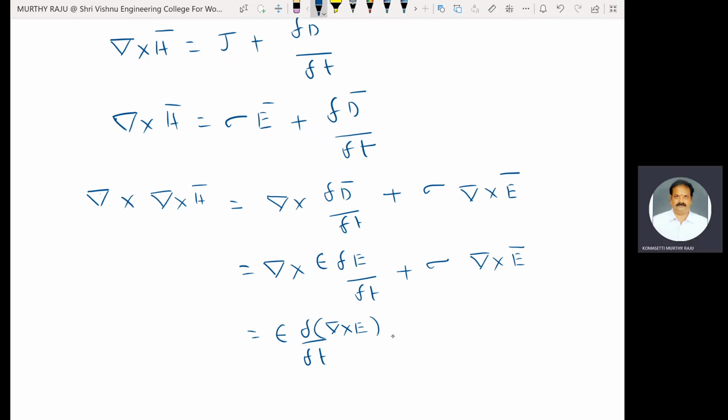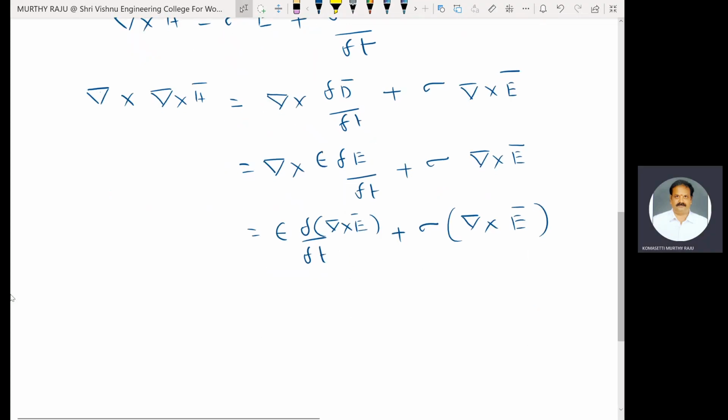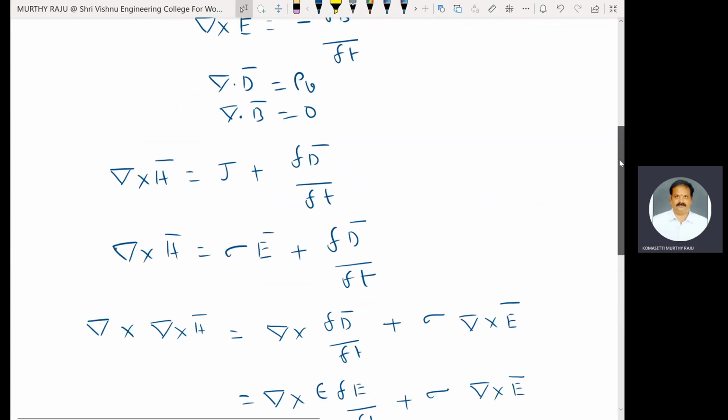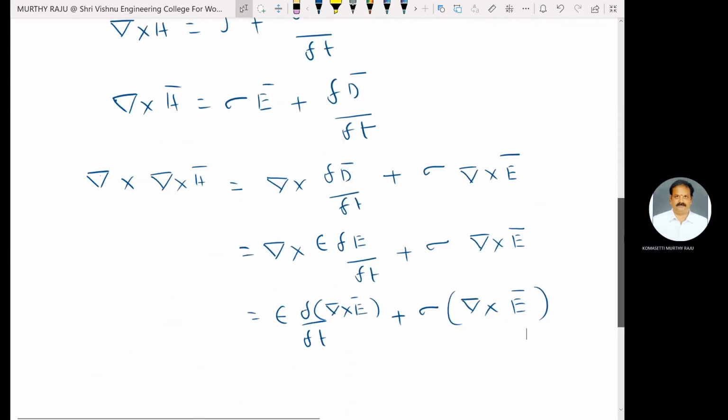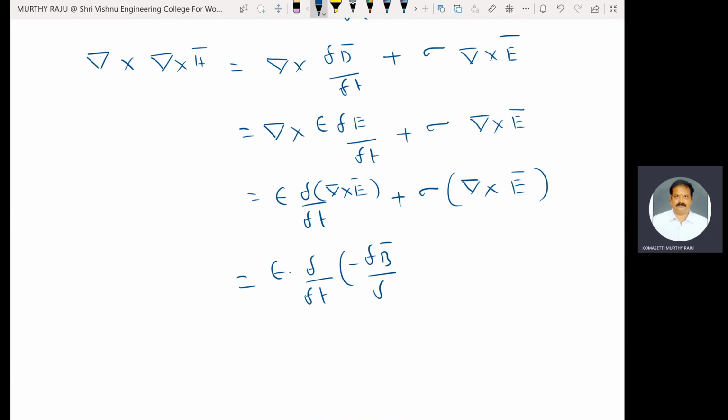Write this equation in this form: epsilon dou by dou T of del cross E bar plus sigma del cross E bar. Del cross E bar is the second equation: del cross E bar is equal to minus dou B bar by dou T.